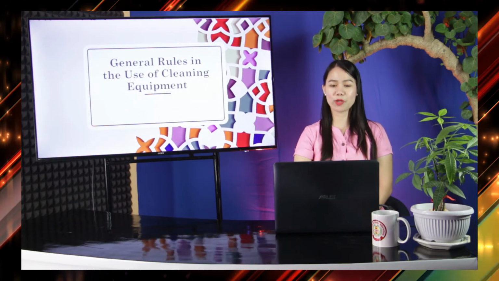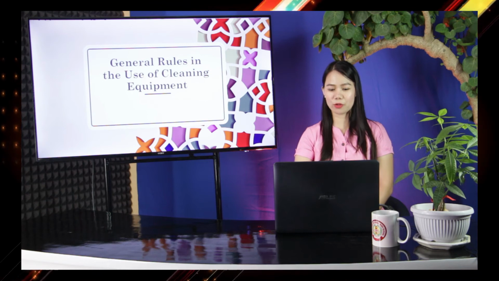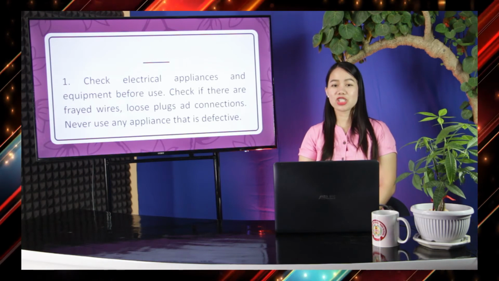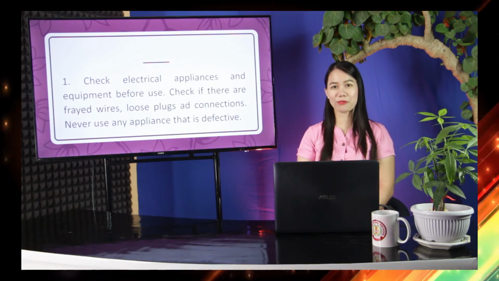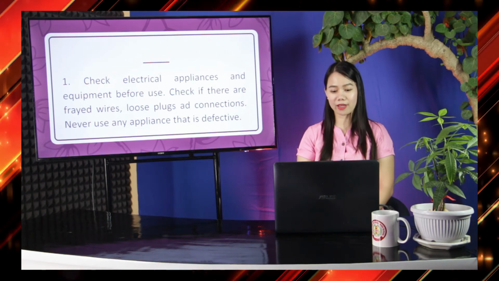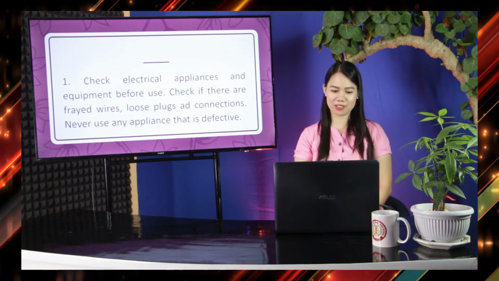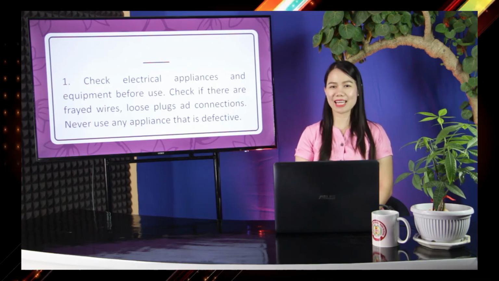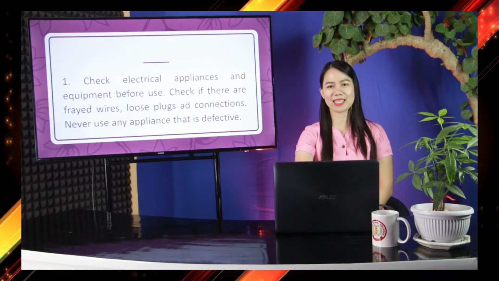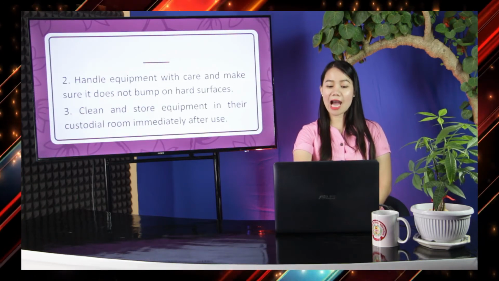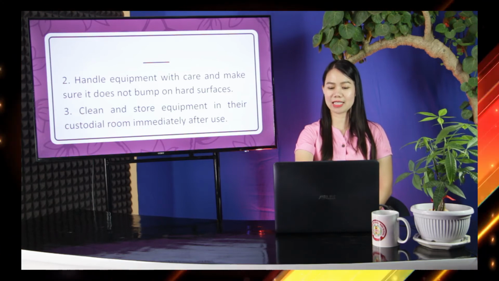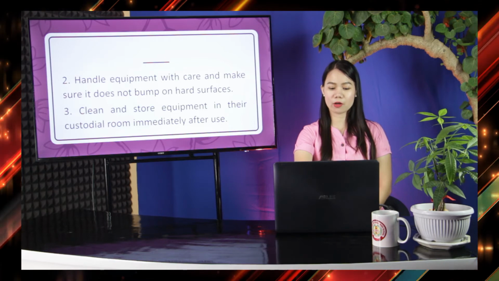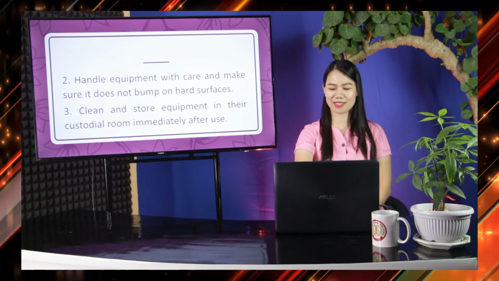Next is we have the general rules in the use of cleaning equipment. The first one, check electrical appliances and equipment before use. Check if there are frayed wires, loose plugs, and connections. Never use any appliance that is defective to avoid any accident or problem in using our appliances. Next, handle equipment with care and make sure it does not bump on hard surfaces. Clean and store equipment in their custodial room immediately after use.